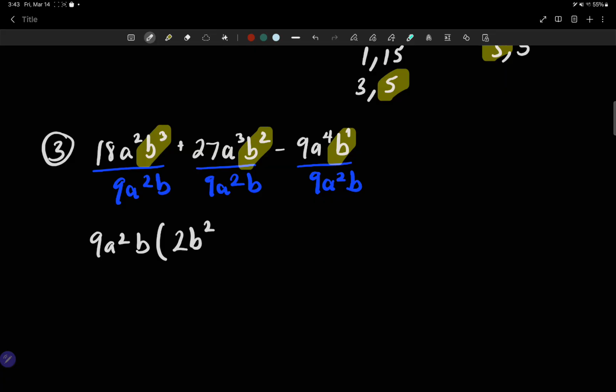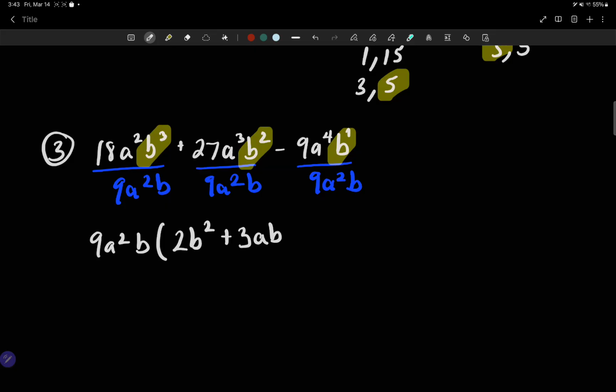Now 27 divided by 9. Now there's a positive in front of that. So positive 27 divided by 9, well, that's going to be a positive 3. 3 factors of a divided by 2 factors of a just leaves 1 left over in the numerator. 2 factors of b in the numerator divided by 1 factor of b in the denominator is just going to be 1 factor of b left over.